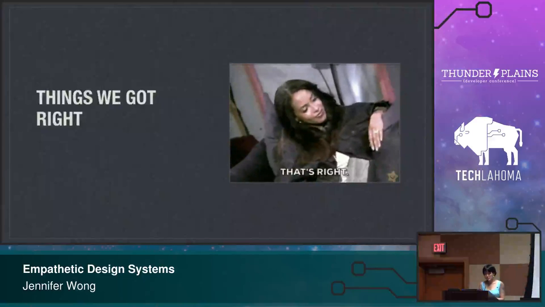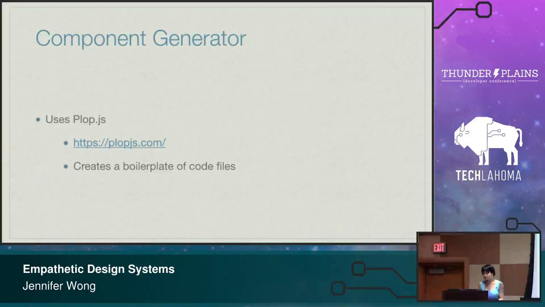So some of the things that we got right that we did well. Hooray. To start off, we used what was called our component generator. So we used a library called plop.js, which basically creates a boilerplate of code files. So it would create things like your tests, the component files themselves, your CSS, all in one folder. So it was a very structured way of doing it.